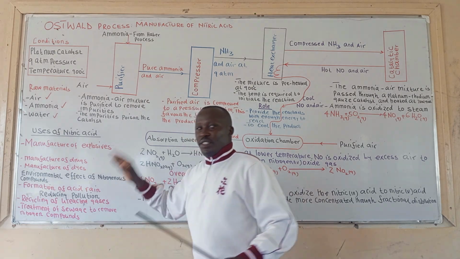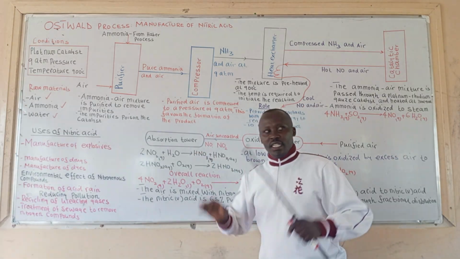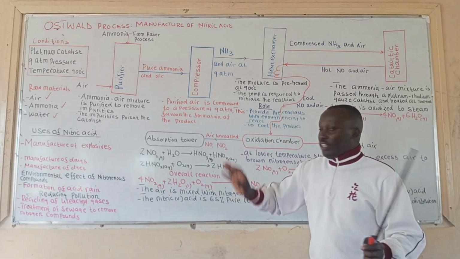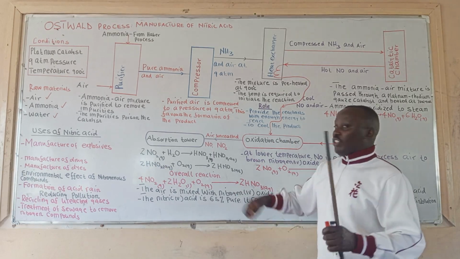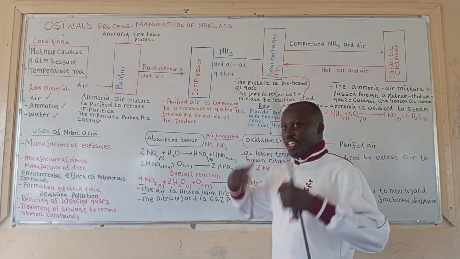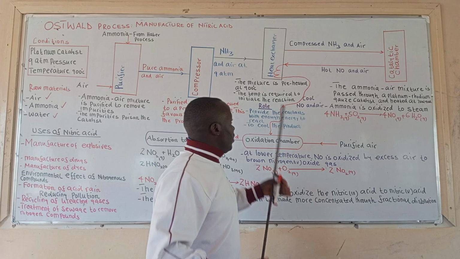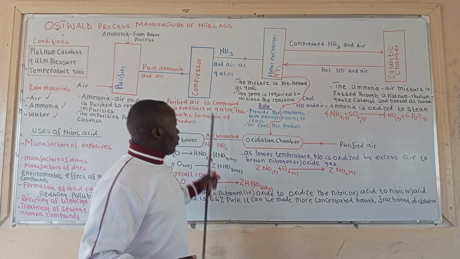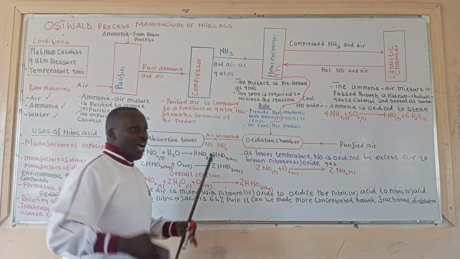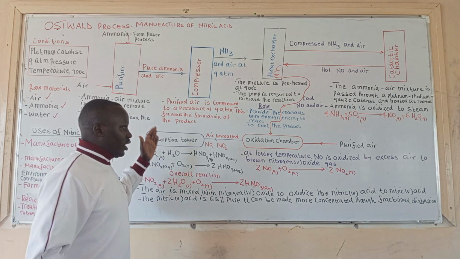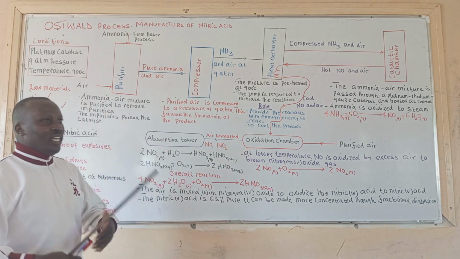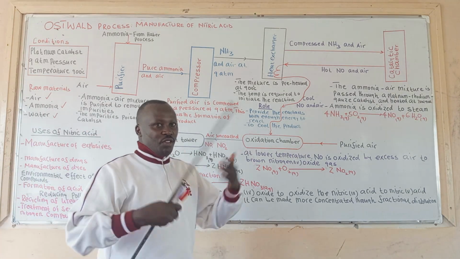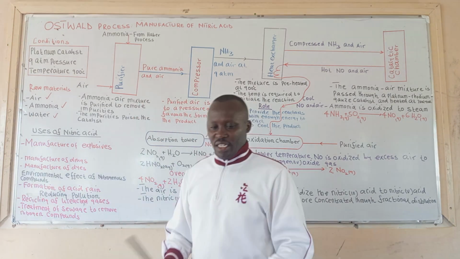So now we have various steps that take place here. We have the purification, we have the compression, we have the heat exchanger, we have the catalytic chamber, we have the oxidation chamber, and finally we have the absorption towers, which is the final formation of this nitric acid.